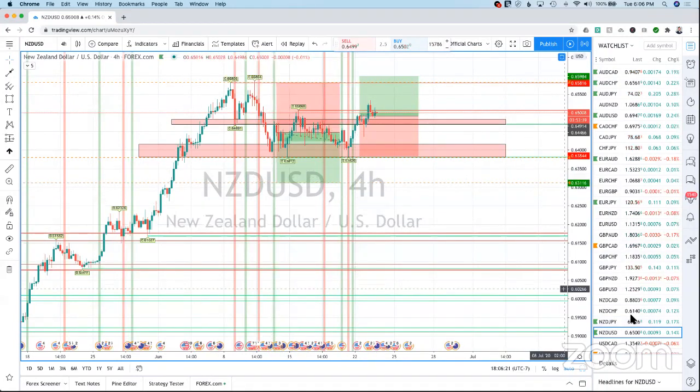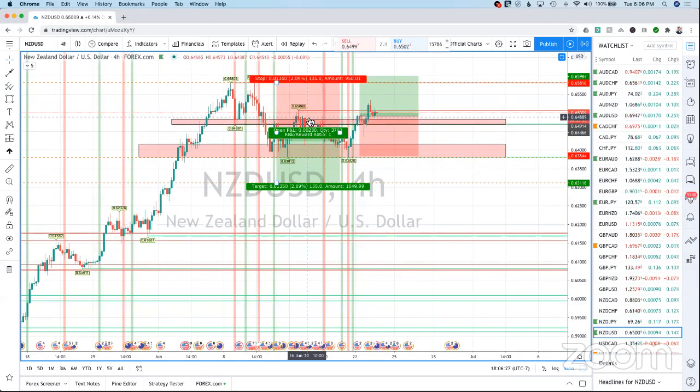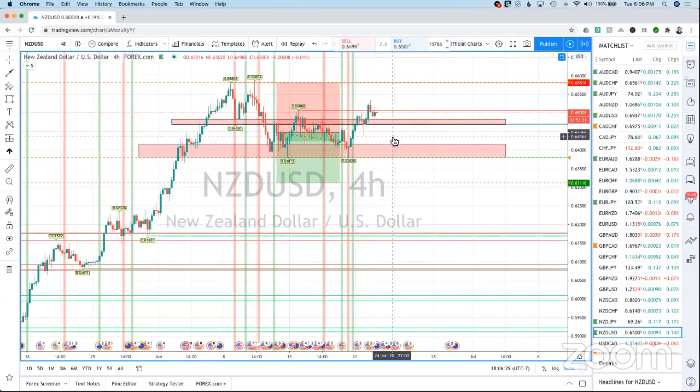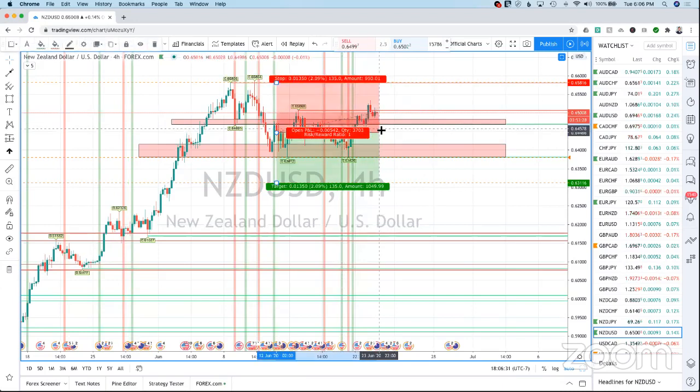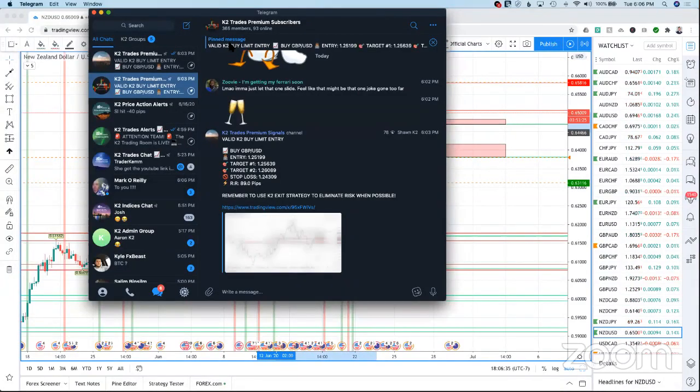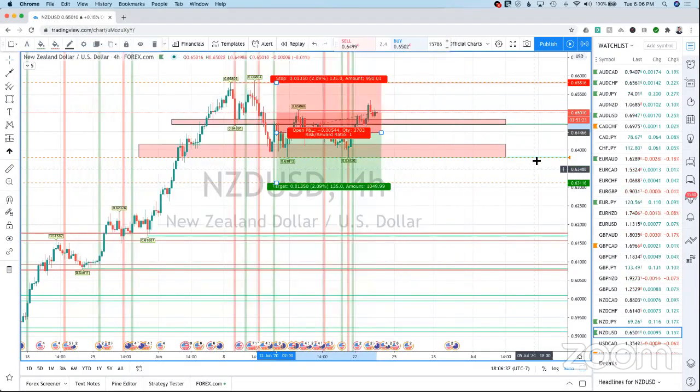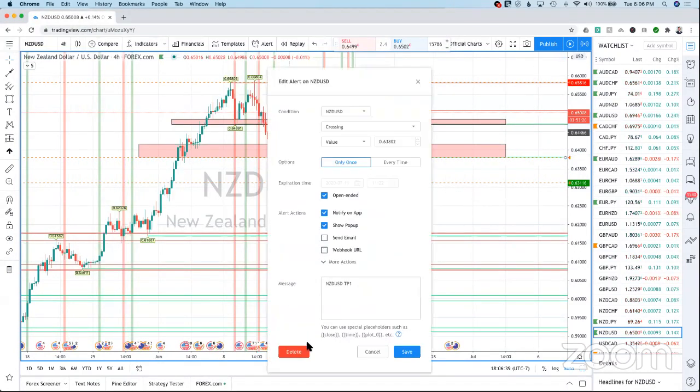I think that's about it. So yeah, our NU is still active right here. The one from last week. Actually, no, it isn't. It hit TP1, I think. Let me check real quick. Yeah, I don't think this updated, so I'm just gonna delete this.